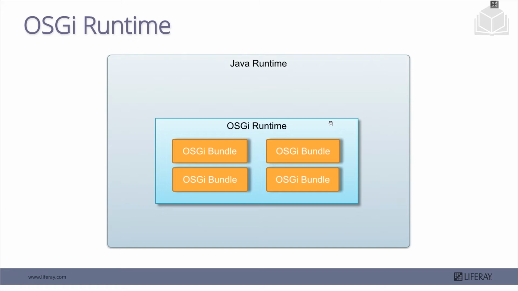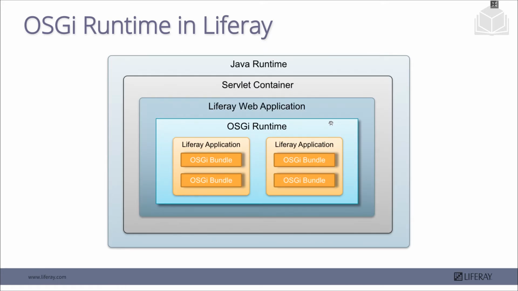We've seen this diagram before of the OSGi runtime. You have your JVM or your Java runtime, and then the OSGi runtime within it. Now, integrating Liferay into the mix, you have your JVM, which is going to be running the servlet container, or Tomcat. Within Tomcat, we're going to be running Liferay, and then within Liferay, we're going to have an OSGi runtime. When we create Liferay applications, they're going to be made up of OSGi bundles.